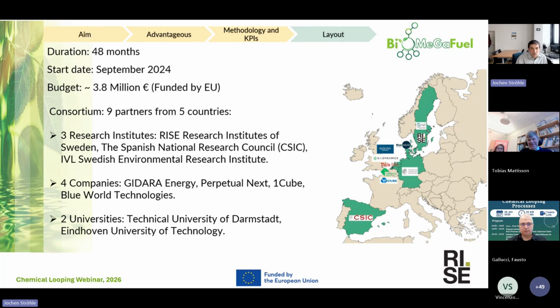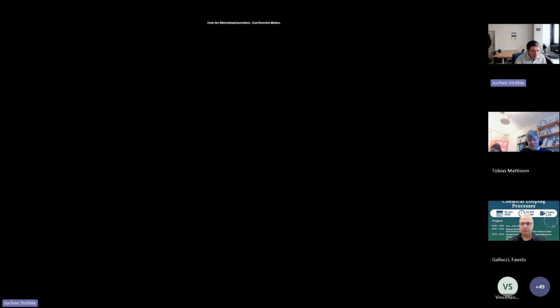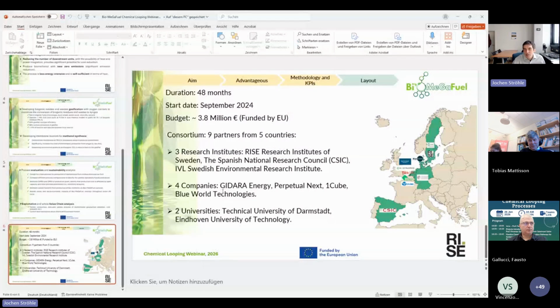These are 3 research institutes, RISE from Sweden, CSIC from Spain, and IVL also from Sweden. We have 4 companies, Gidara Energy, a gasification technology partner, Perpetual Next, who are into biomass pre-treatments, OneCube for the methanol and also for dissemination, and Blue World Technologies. Then we have 2 universities, Technical University of Darmstadt and Eindhoven University. Yes, that was a brief overview, and then I think we can continue with the main contents of the projects.